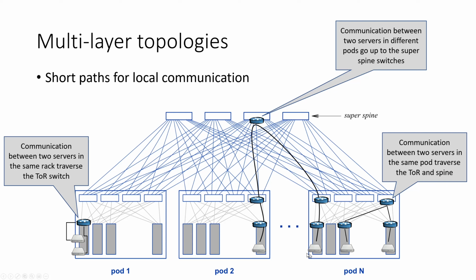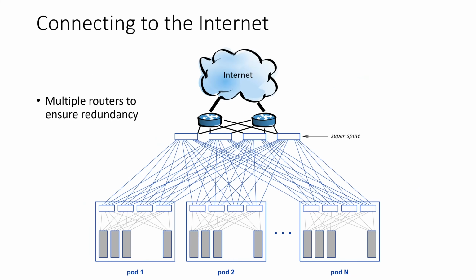And there are multiple ways in which operators connect the data center network to the rest of the internet, but one property that's common is that multiple routers are used to ensure redundancy. So when we're connecting to the rest of the internet, it's like a critical point of communication, and then 2, maybe 4 routers are used to ensure that if one router fails, the data center can still communicate with the rest of the internet.